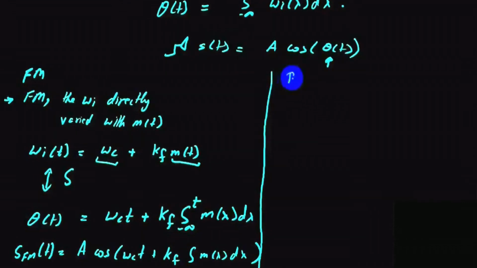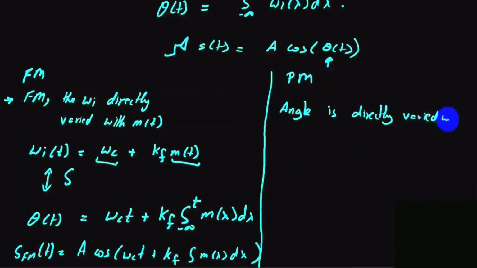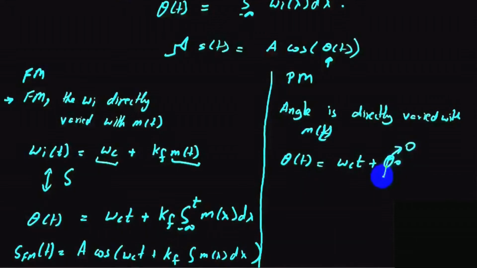Similarly, when we're talking about phase modulation, in phase modulation the angle is directly varied with the message signal m of t. By that, what we mean is that this theta of t is simply omega c t plus, originally we had theta naught, but I have mentioned that we are making it 0. We are considering the intercept at 0. So this is just generic. You can keep it, you can remove it, it's up to you.